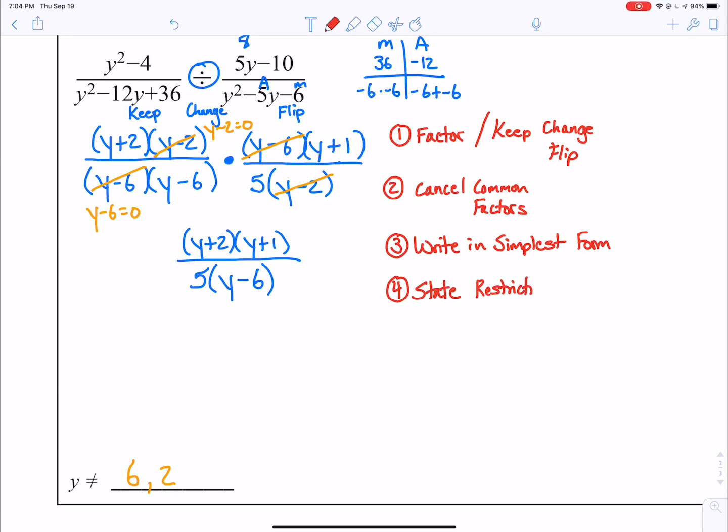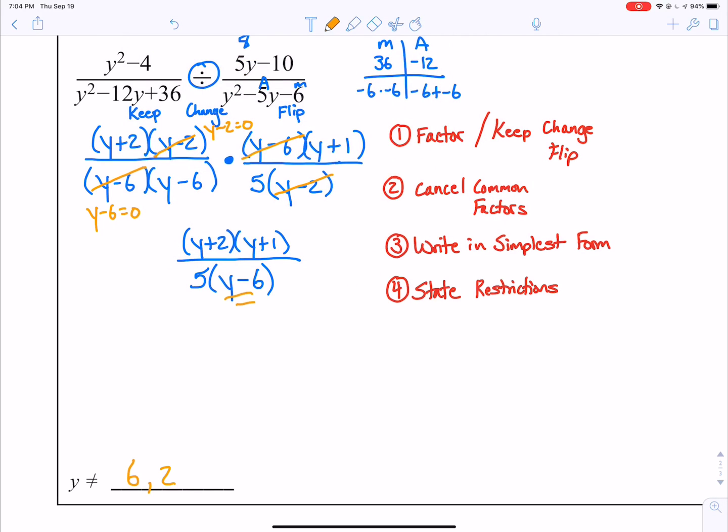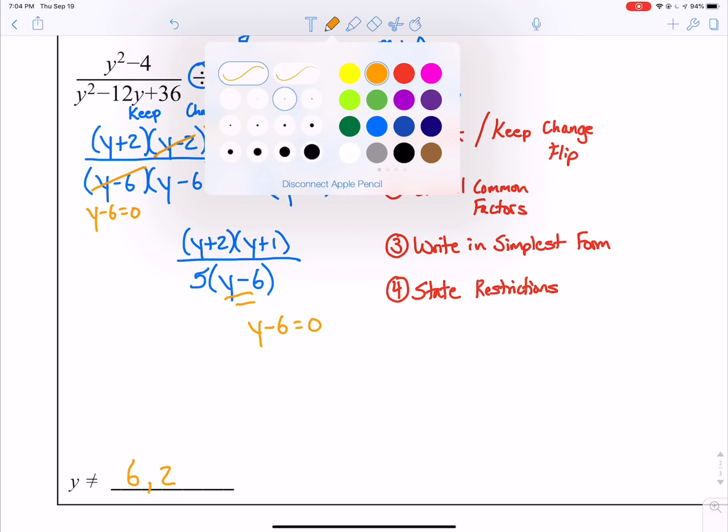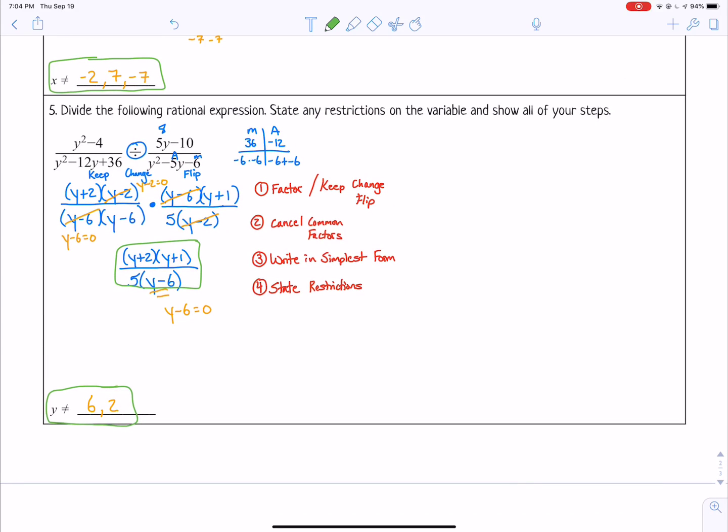One more thing we need to look at is our denominator. So where this denominator would equal 0 would be where y equals 6. So y cannot equal 6, but I've already listed that as a restriction. So I don't need to relist it since it's already there. You only need to write it once. If you do happen to write it twice, it's okay. You just don't need to. All right, so that is it for practice quiz for standard 7.